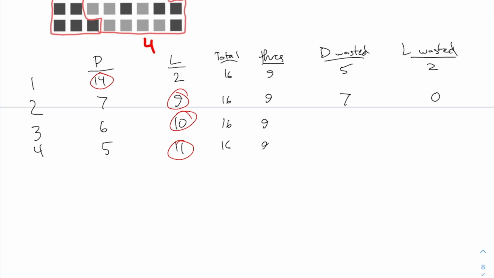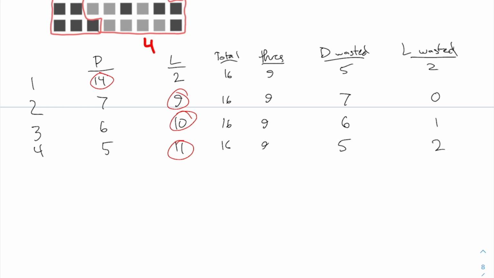None extra. All right, in the next line, 6 votes for the loser are all wasted for the D's. And the L's got 10. The threshold was 9. That's 1 wasted. And then in the last line, the D's got 5, all wasted. The L's got 11. The threshold is 9. That's 2 wasted. I hope everybody sees how I'm getting those numbers.